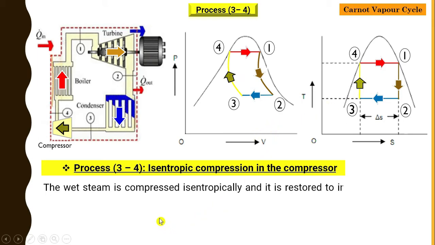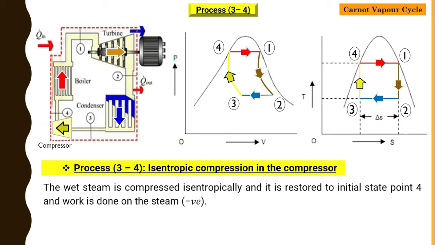The wet steam is compressed isentropically and it is restored to initial point 4. Your wet steam will be there because point 3 is between the two curve lines. So there is a water and gaseous mixture. So it is wet steam that will be compressed isentropically in the compressor. We will again come to point 4. So we started the cycle from 4, and it comes back to the original point 4. Work done on the system is negative. Here we have to supply some energy to rotate the compressor, so that work is considered negative. Compressor work is given by Wc equals H4 minus H3.